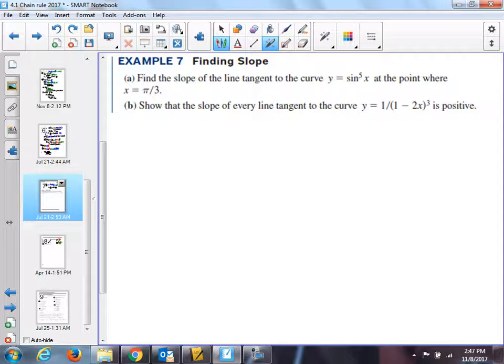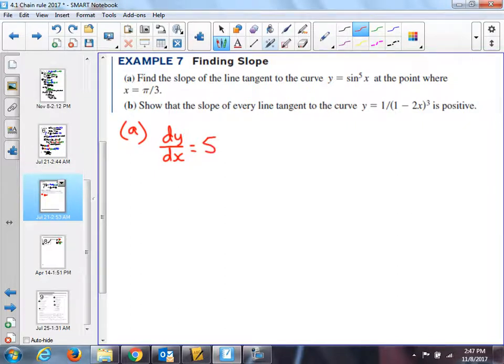Find the slope of the tangent line to that curve. Okay, so I just need the slope of the tangent. As soon as I hear that, I think I need the derivative, because that's a formula for the slope of the tangent. So dy/dx is equal to 5, leave the inside alone, sine of x, I'm going to write it like this, to the power of 4. That's my outer function. Then the inner function, the sine of x, cos of x.